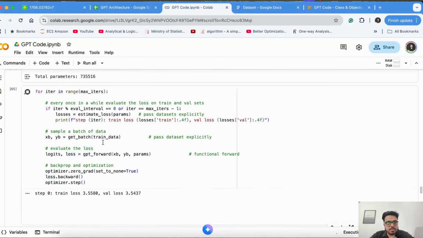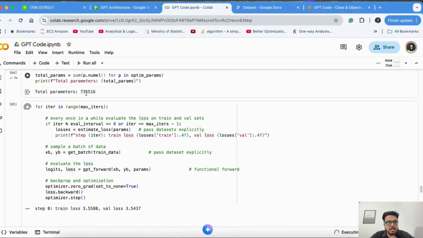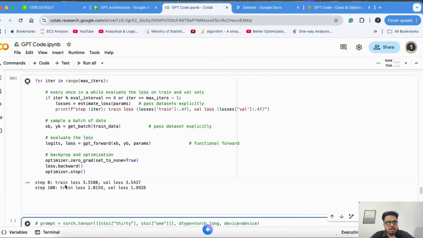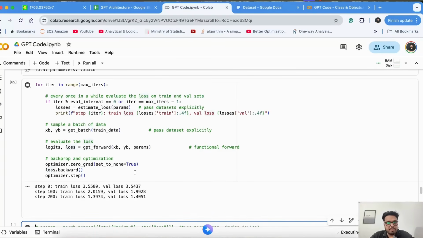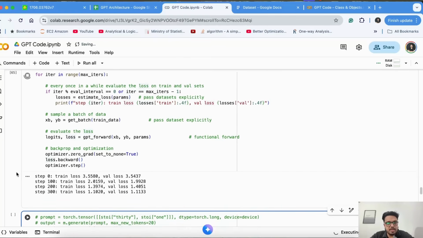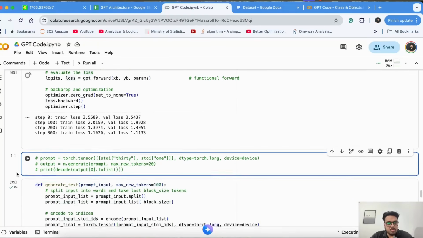Okay, so our training has started, and now as you can see, the number of parameters has gone up and the training time also goes up, but we see that the losses have started showing reduction. So we'll wait for some time, and once the training gets completed, we will see how it performs.